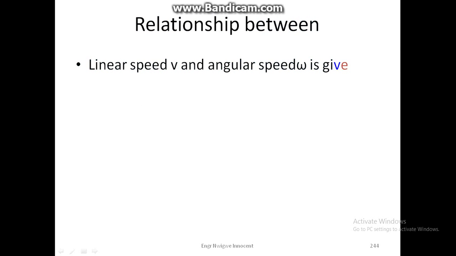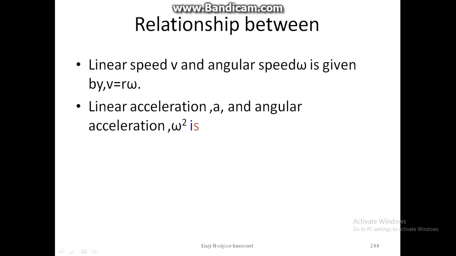The relationship between linear speed v and angular speed omega is given by v equals r omega. The linear acceleration a and angular speed omega squared is given by a equals r omega squared.